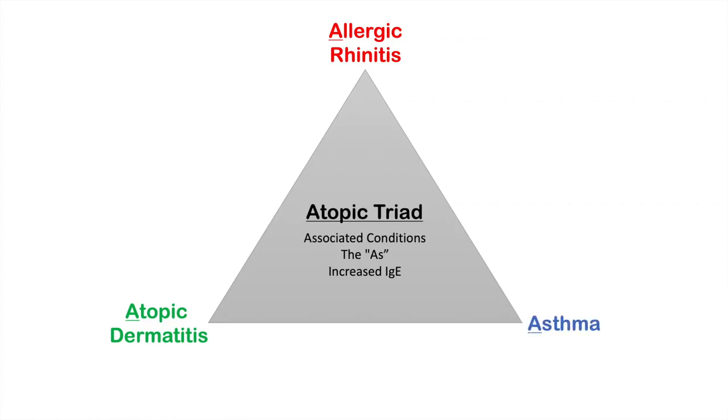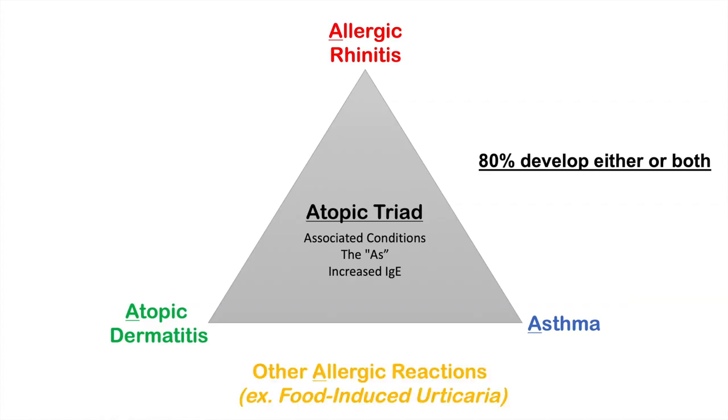And atopic dermatitis is associated strongly with allergic rhinitis and asthma, and it's been estimated that approximately 80% of individuals with atopic dermatitis will develop either allergic rhinitis or asthma or both.